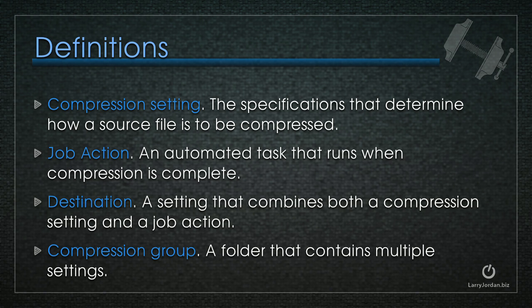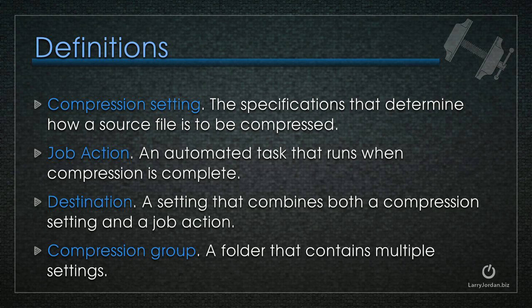When we move to Compressor, there's several terms that I'm going to use I want to define before we switch to the application. There's compression setting, job action, destination, and compression group. A compression setting are the specifications that determine how a source file is to be compressed. A job action is an automated task that runs when the compression is complete.